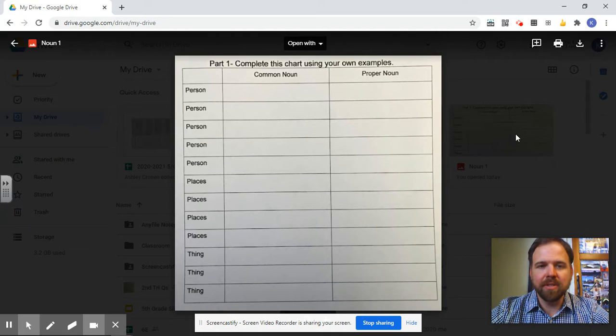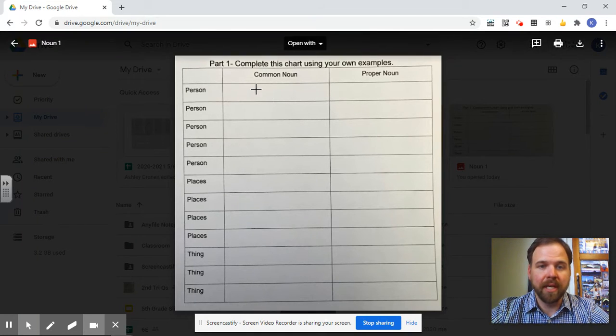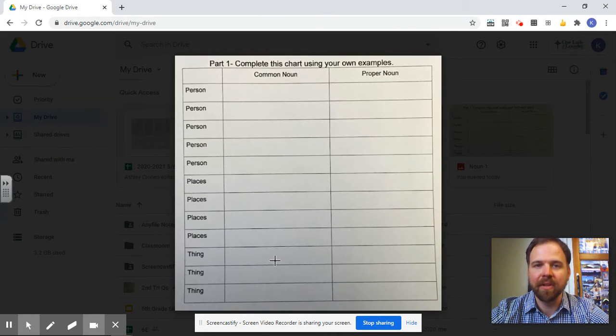But what we're supposed to do here is go through and put a common noun version of person, places, things. Again, I don't want to go through a bunch of these, but for a common noun for a person, you can't have anybody's name, but you could put kid or child or student, something like that. And the same thing for places and things. You could put school. You could put pencil for thing.